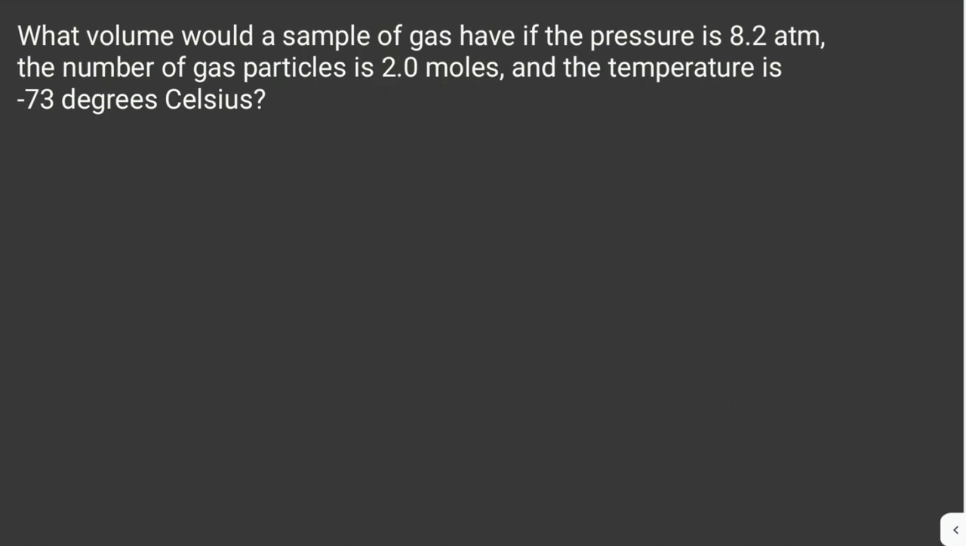What volume would a sample of gas have if the pressure is 8.2 atm, the number of gas particles is 2 moles, and the temperature is negative 73 degrees Celsius? So let's convert the temperature first into Kelvin. So that is negative 73 degrees Celsius plus 273.15. So our temperature is just equal to 200.15 Kelvin.